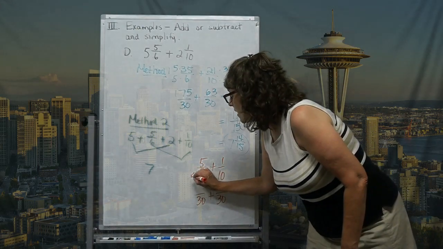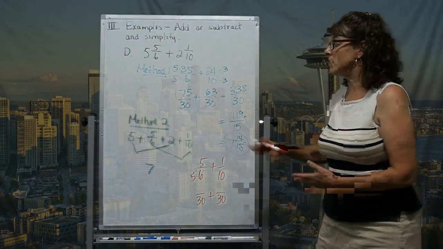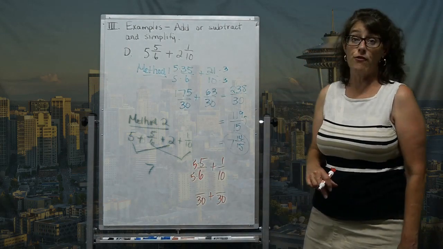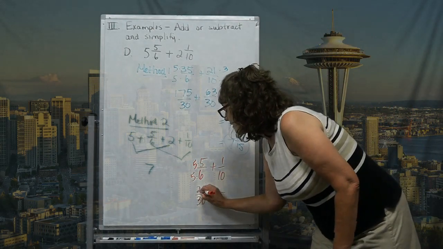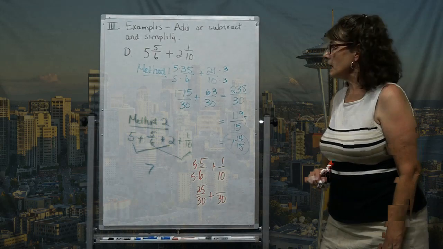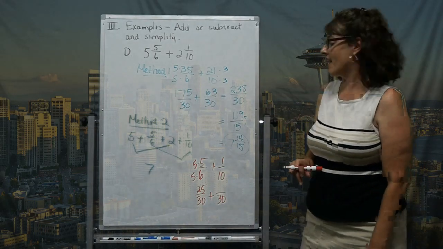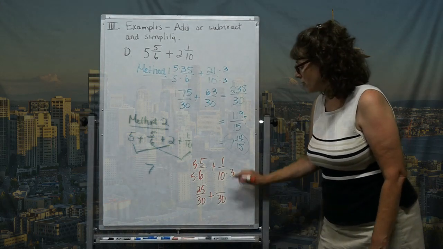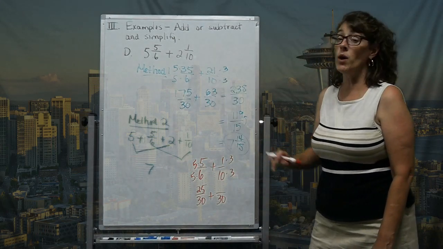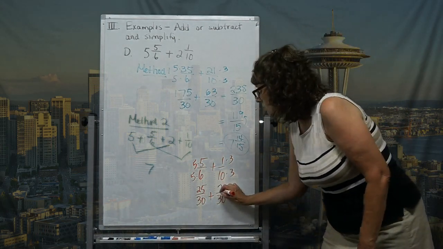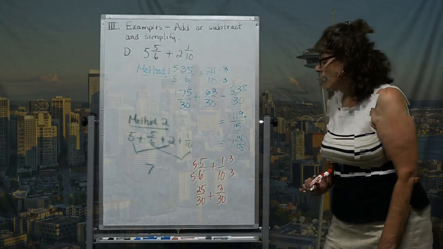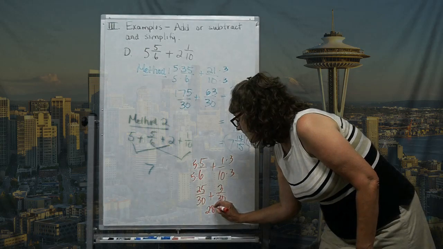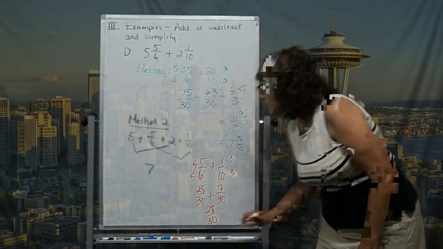Because 6 times 5 will still give me 30 just like up here, but notice I'm only multiplying 5 by 5, not 35 by 5. 5 times 5 is 25 instead of a 175. Now 10 times 3, just like before, will give me 30, but I'm not multiplying 21 times 3, just 1 times 3 to give me a 3. Now when I add these two up, I get 28 over 30, which still needs to simplify.